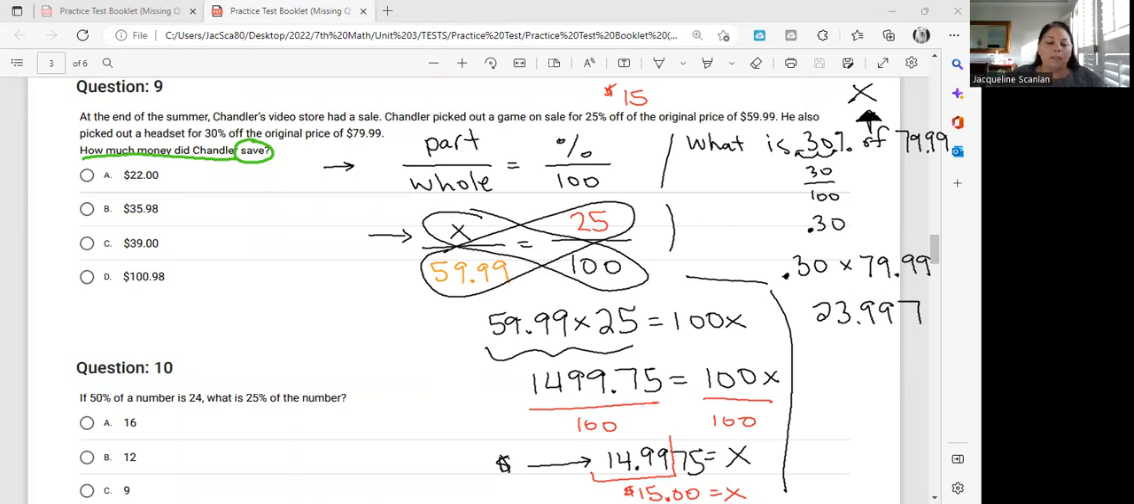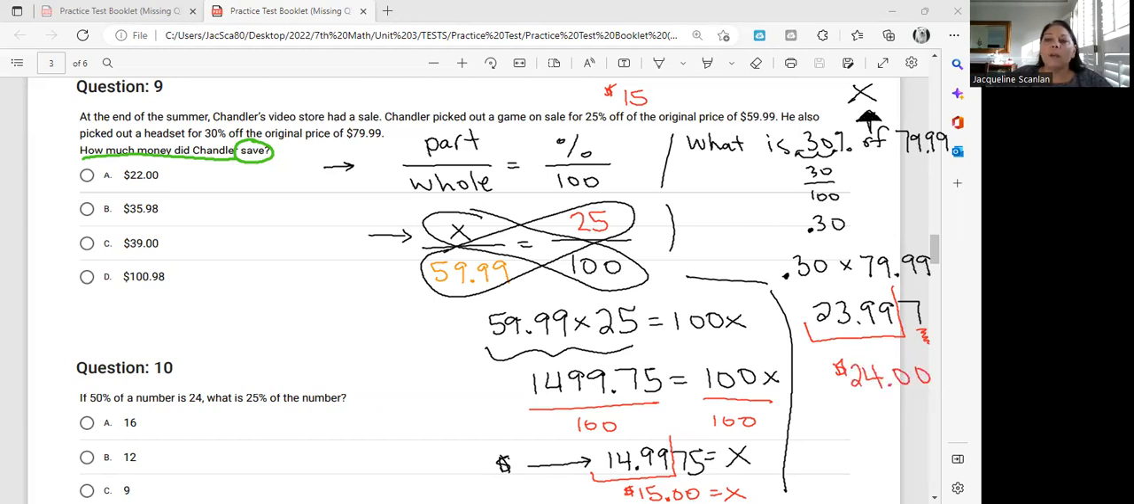And I'm going to get this crazy number, which is $23.997. And again, we're talking about money. We're figuring out how much money Chandler gets to save. So money is always dollars and then 2 digits for cents. I'm going to use the 7 to round. It rounds up, turning this $23.99 into $24.